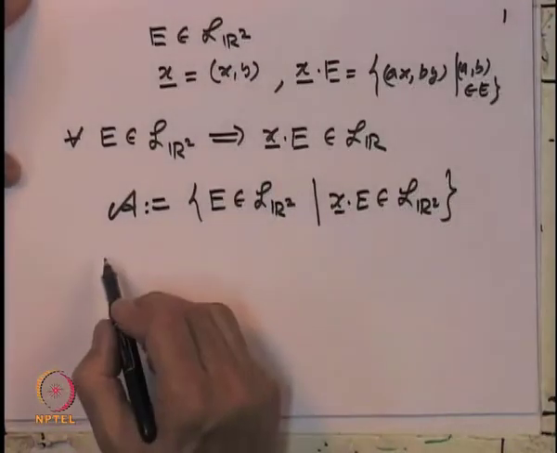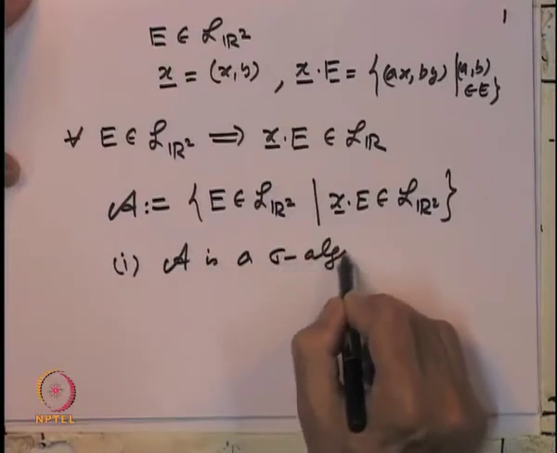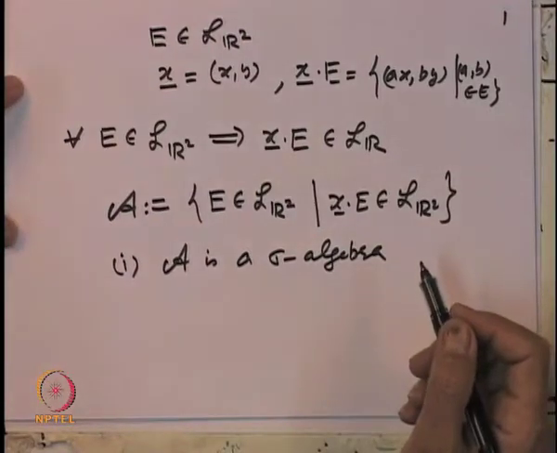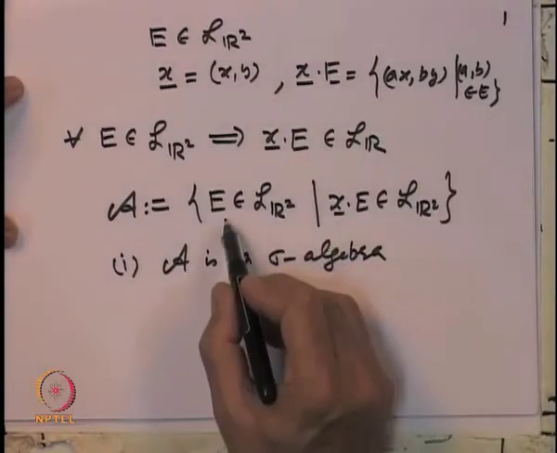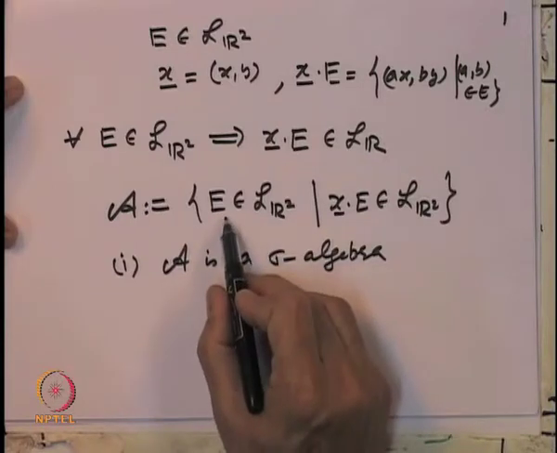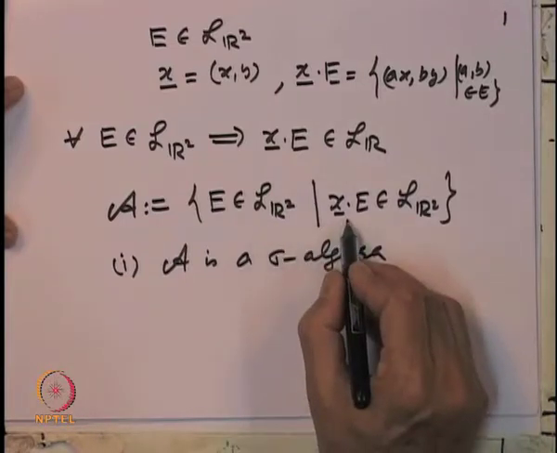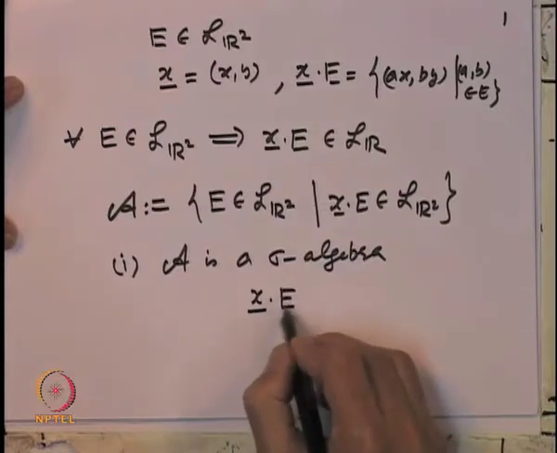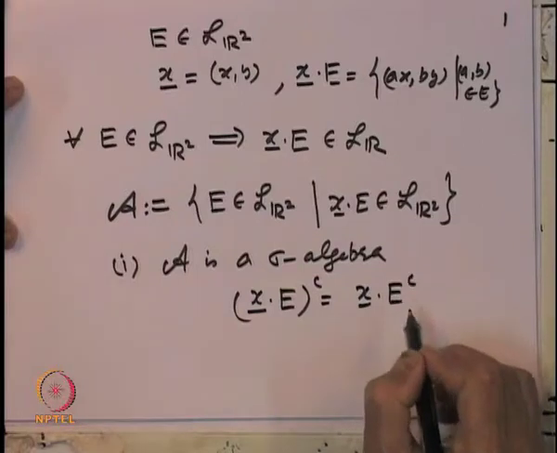So, let us observe. The first observation is that this collection A is a sigma algebra. That is easy to check. I will not write it, I will just discuss this orally. If a set E belongs to it, then we want to show that the complement also belongs to it. That is easy because x dot E complement is the same as x dot E complement.